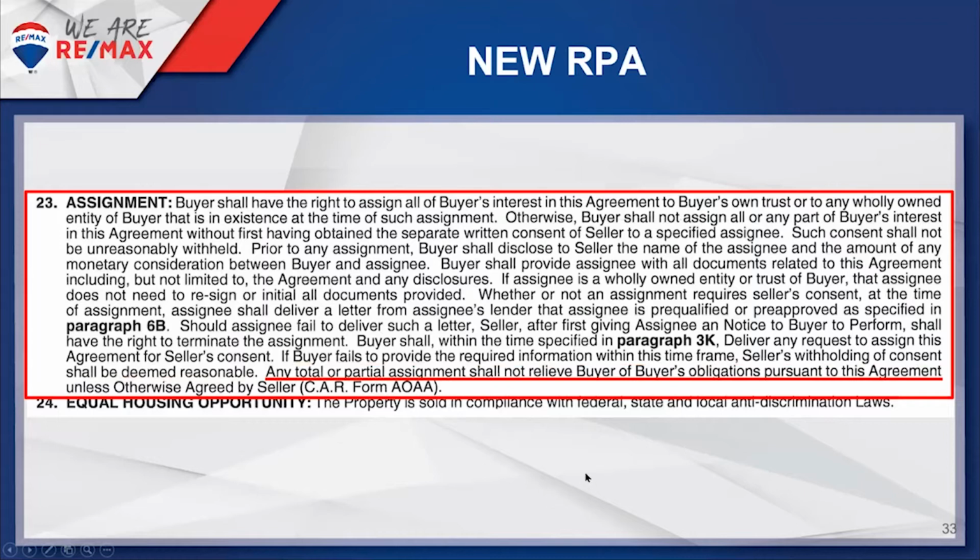And of course, this is important. You want to use an AOAA for an assignment. Do not use an addendum, because the AOA contains an important provision that protects the seller. And that is that if the assignee cannot perform, the buyer is still obligated to perform. So assigning it to somebody does not necessarily relieve the buyer of any obligation to perform, especially if the assignee ends up not performing. The seller can go back to the buyer and say, okay, you've got to perform. Your assignee is not performing.